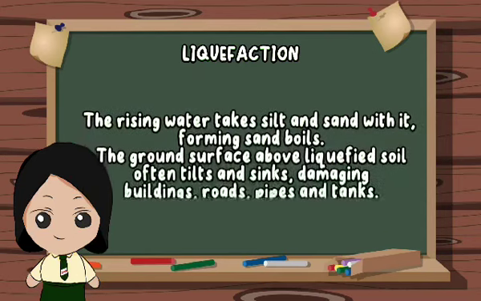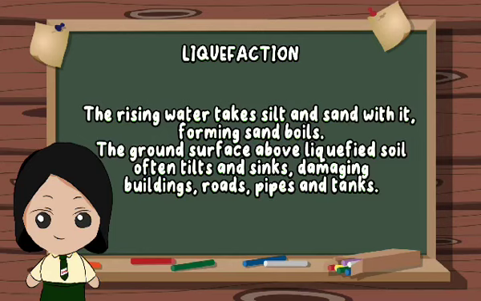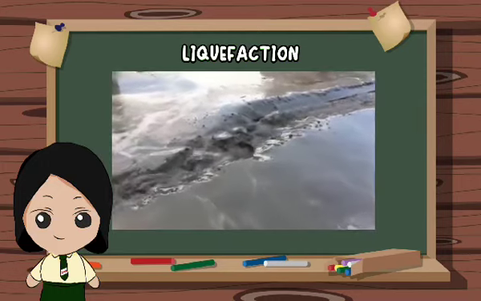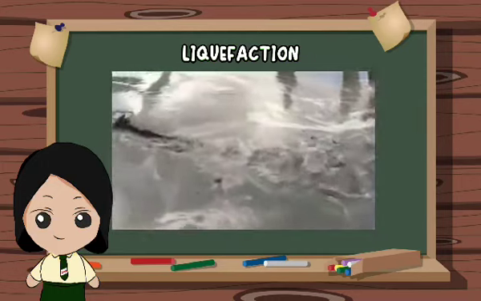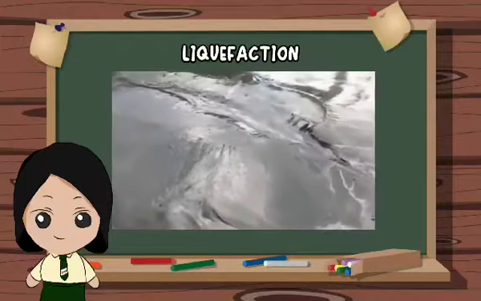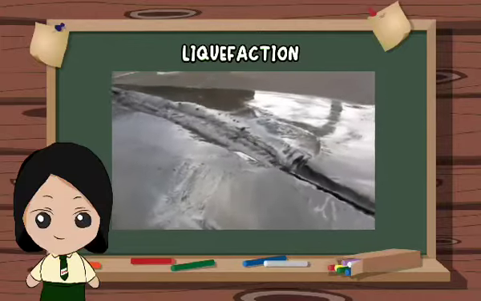The rising water takes silt and sand with it, forming sand boils. The ground surface of a liquefied soil often tilts and sinks, damaging buildings, roads, pipes, and tanks. Liquefaction usually only happens in susceptible soils in moderate to strong ground shaking.